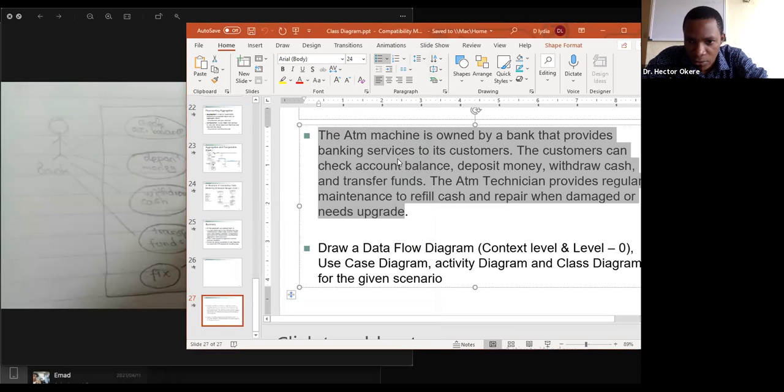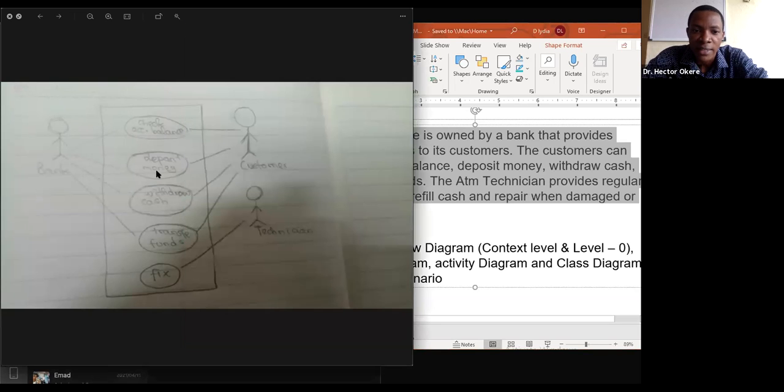For example, you see, ATM is owned by bank, provides banking services to customer, and the customer can check the balance, deposit money, withdraw cash. Okay, so here we are just saying customer can do this, do this, do this. We did not actually mention anything like update account in this given scenario. So if you give me something like this, I will give you your full marks actually.